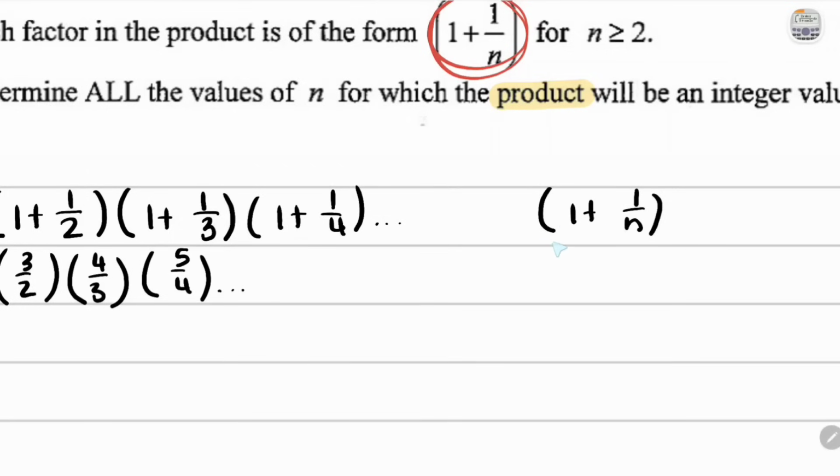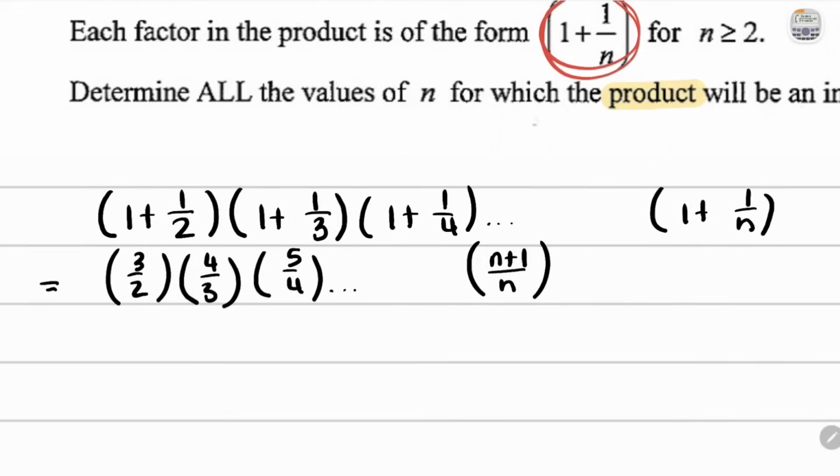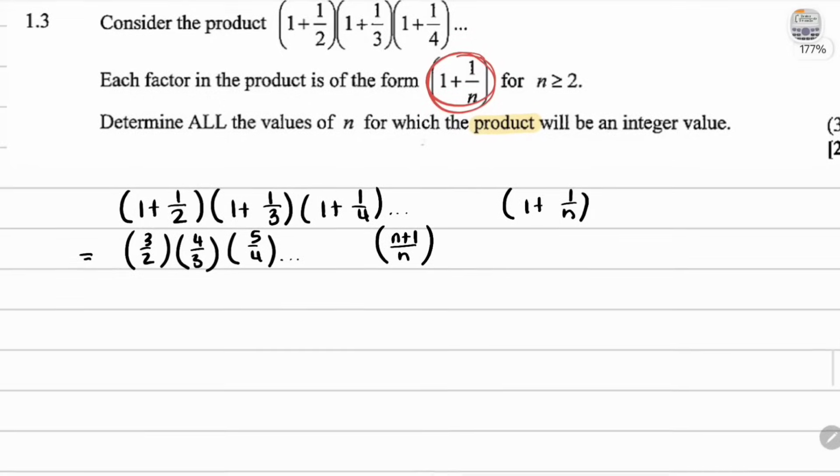But the denominators need to be the same. So you're really just taking 1 and you're multiplying it by n over n. And you're adding this to 1 over n. So on the numerator, you'll just have n plus 1. And on the denominator, your denominator will stay exactly the same. So n plus 1 over n is our last term. And this is what we have so far.